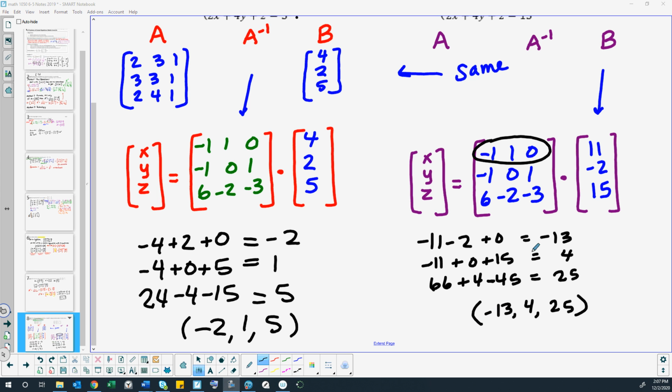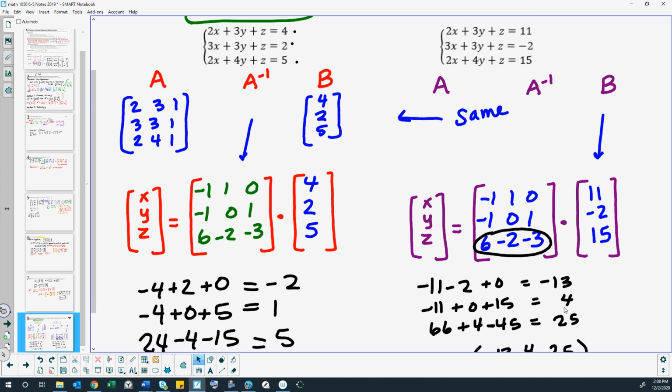Okay, while the announcements were on, I went ahead and did this problem. So we have negative 1 times 11, 1 times negative 2, 0 times 15. Got these three numbers, add them together, I got negative 13. Then I did negative 1 times 11 is negative 11, 0 times negative 2 is 0, 1 times 15 is 15. Add those together, I got 4. And then 6 times 11 is 66, negative 2 times negative 2 is positive 4, negative 3 times 15 is negative 45, 66 and 4 is 70, minus 45 is 25. I think I subtracted that correctly, which would give us the answers x, y, z, negative 13, 4, 25.